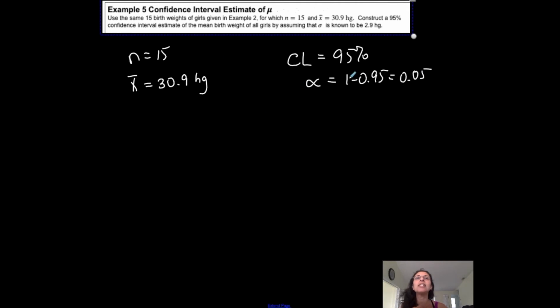So, if it's not directly given in notation, it will be given in words, and you have to create notation. So you need to go back and forth between the words and the notation, the variables, okay? Construct a 95% confidence interval estimate. My confidence level is 95%, which means alpha is 1 minus 0.95 or 0.05. All of this is literally from the first line and a half.